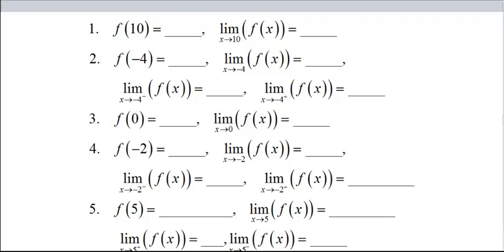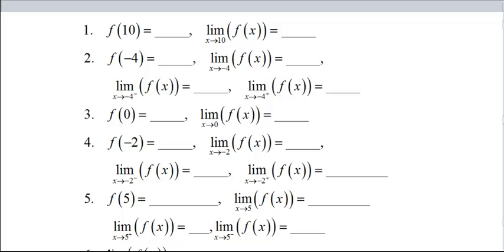Okay, we want to find f of 10, and the limit as x approaches 10. Write that down. F of -4, and the limit as x approaches -4, both the full limit and both of the left and right limits. We want f of 0, and the limit as x approaches 0. We want f of -2, and the limit as x approaches -2, and the one-sided limits.